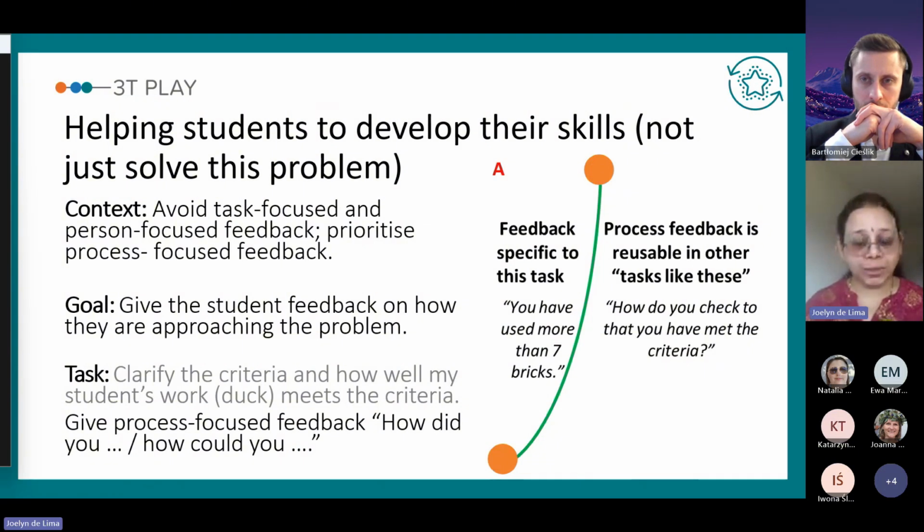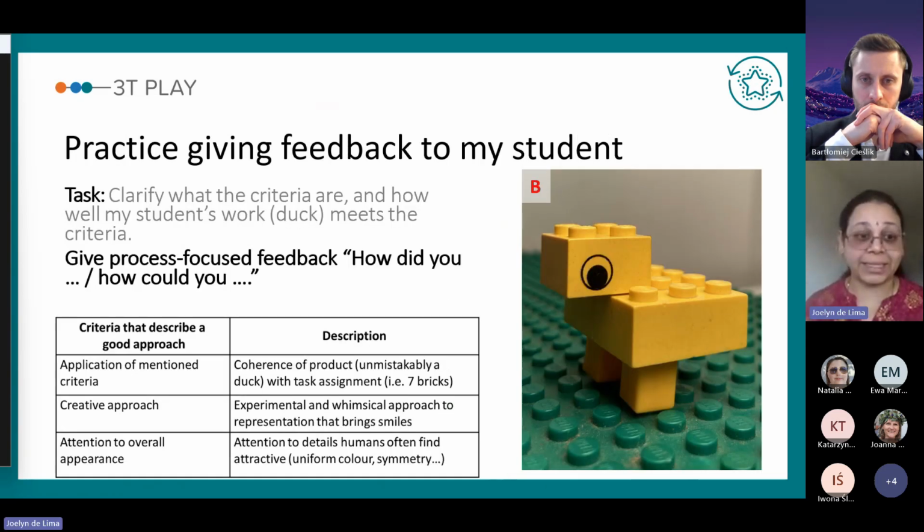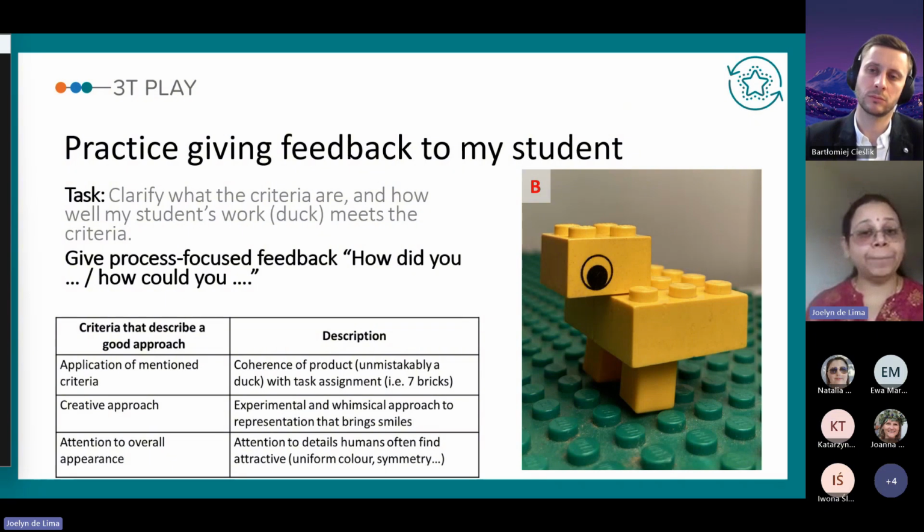So going back to this student, you've identified the criteria and how well the duck met that particular criteria. So now this might be a little difficult, but it's important to then think about what is the process they went through and having them think about the process. So how could you give them process level feedback? Type it out into the chat.